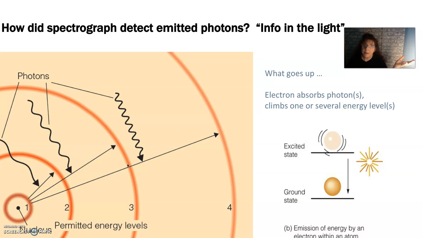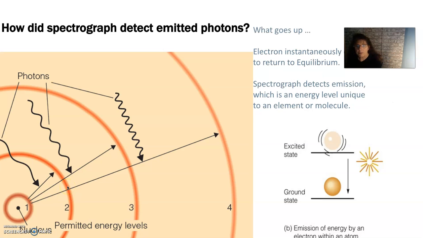Well, what goes up must come down, and a split second later, they emit those photons because they want to get back down to their equilibrium state. So in emitting those photons, they're emitting a very specific amount of energy, and the spectrograph detects that energy emission. That amount of energy, in those very unique electron shells for every element, is also unique and is picked up by the spectrograph in an emission.